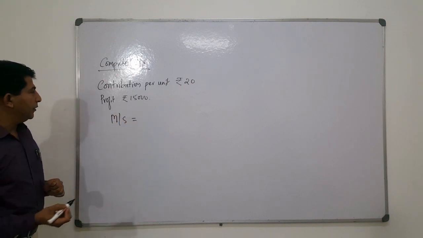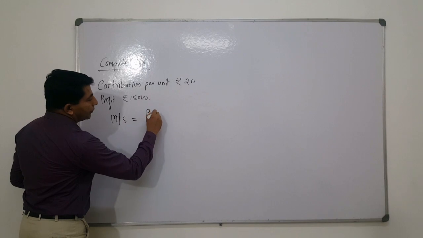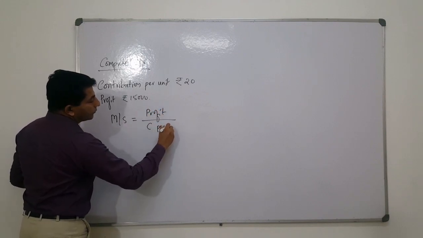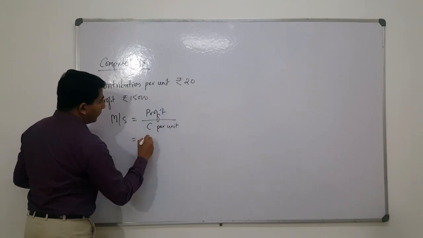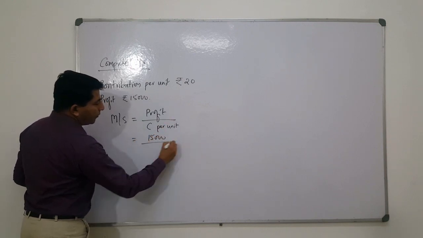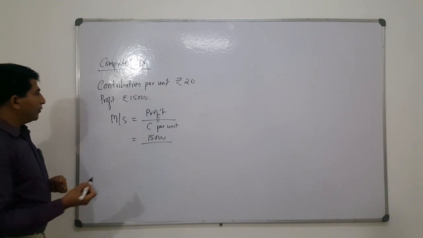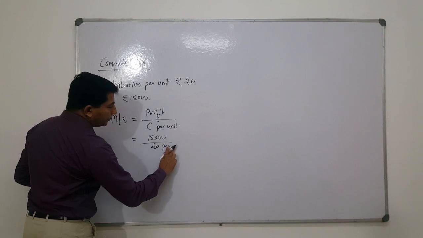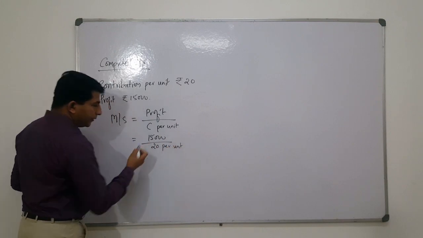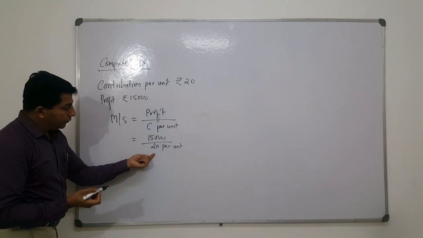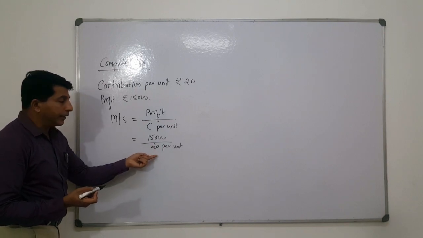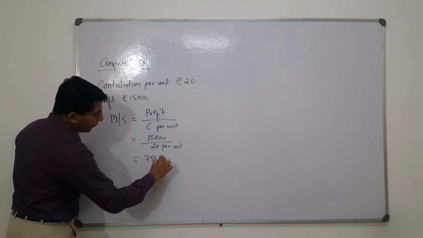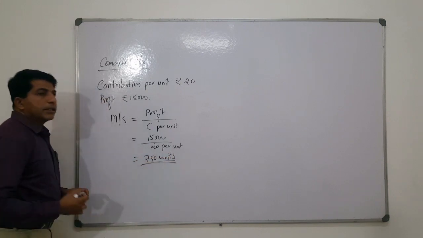We calculate the margin of safety. Divide the profit by contribution per unit. 15,000 is the profit. Contribution per unit is 20 per unit. So if you divide the profit by contribution per unit, you will get the answer in units. 750 units.